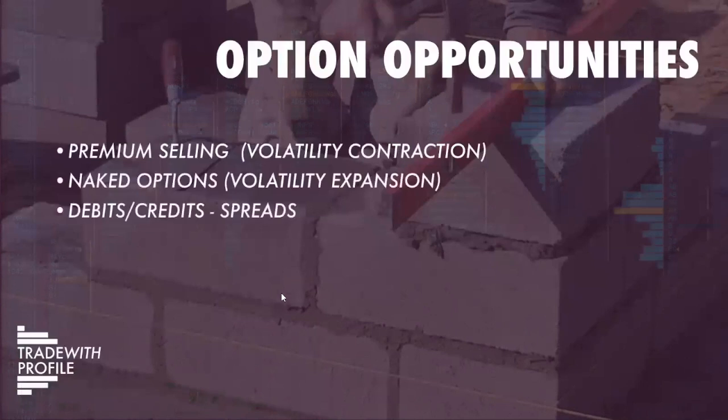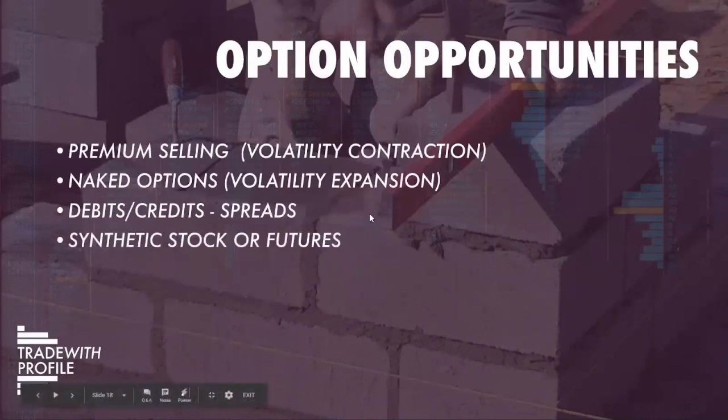If you're looking for something that's non-directional, you can do things that are a combination of calls and puts together, something called debit and credit spreads. This is a way to capture a range of probabilities with respect to volatility. I'm not going to spend a whole lot of time on that. Feel free to dig in on those. And you can also create what we call synthetic stock or futures.